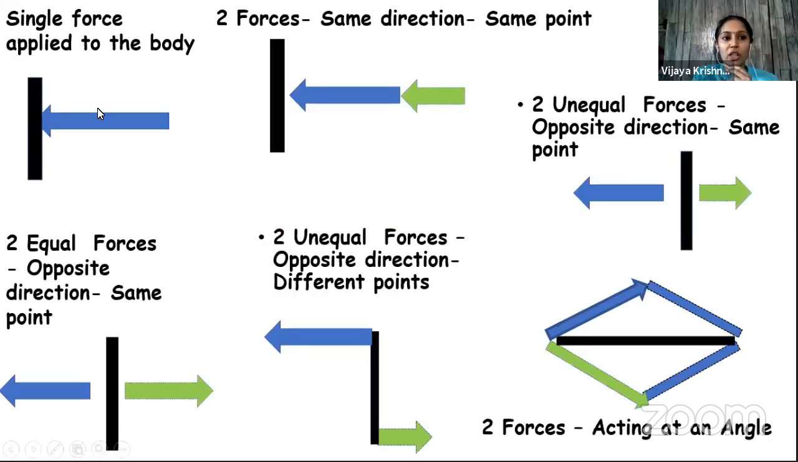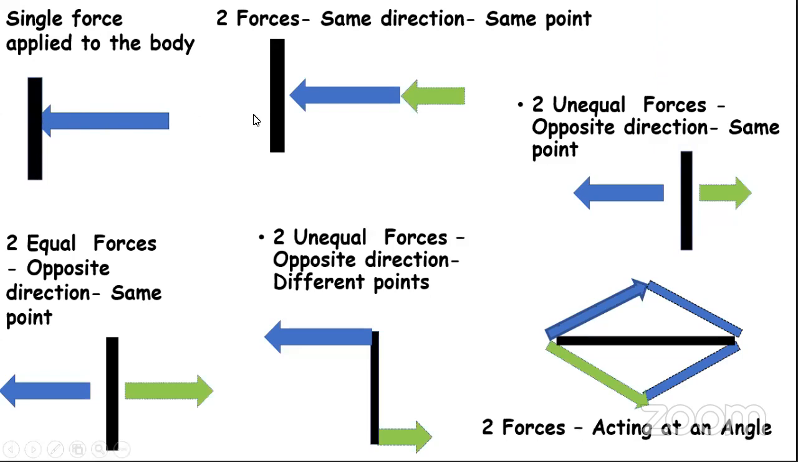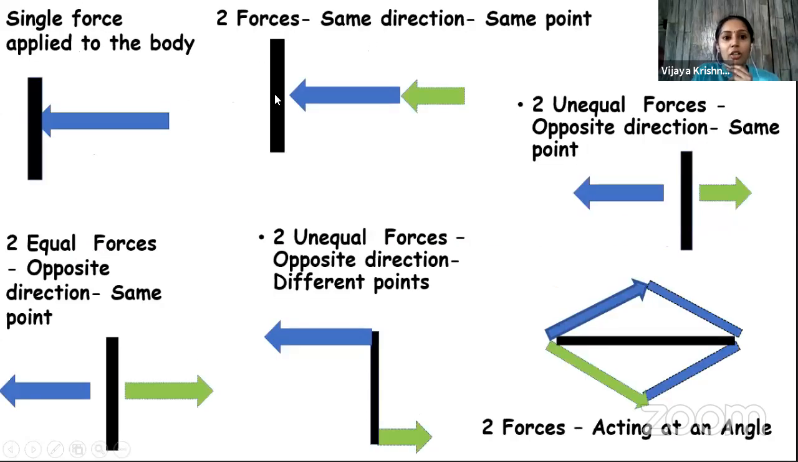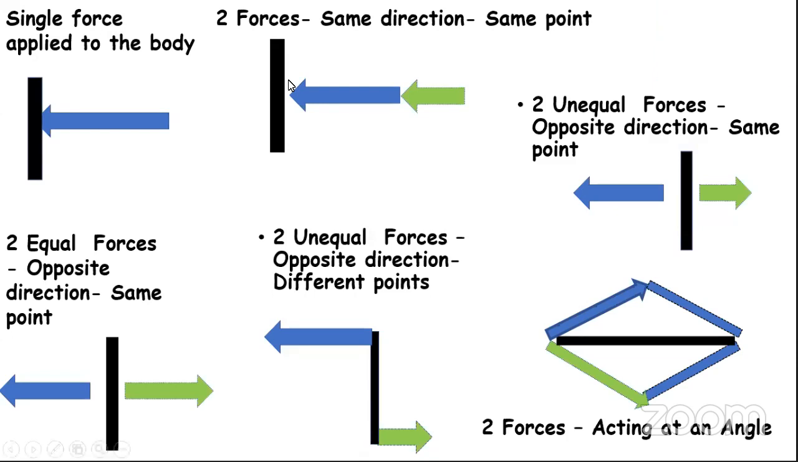Now the first body here shows a single force being applied to a body. The body is going to move along the direction of the force. Now the second diagram here shows forces which are happening at the same point, two of them. So the body is going to move again in the direction of the force.